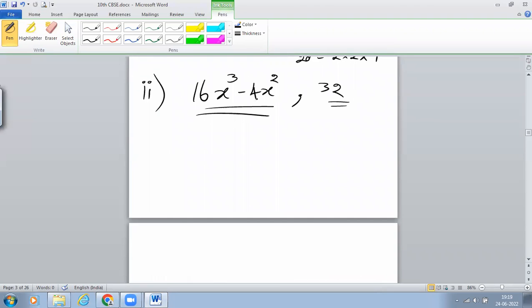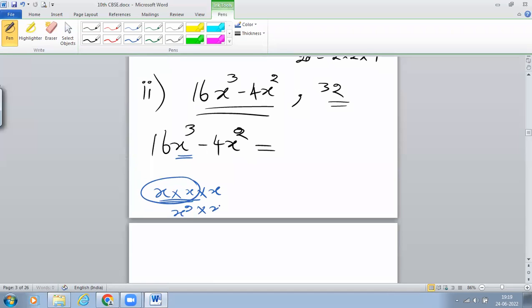For that, first we have to factorize this. So first I'm going to factorize 16x cube minus 4x square. Listen carefully, ma. The meaning of this x cube is, we can write x cube as x into x into x, or we can write this as x square into x, because x into x is x square, into x. So x cube means x square into x or x into x into x, both are same. Are you able to understand this now?